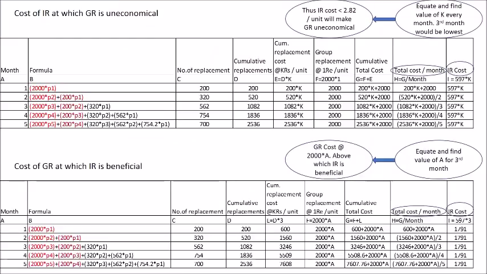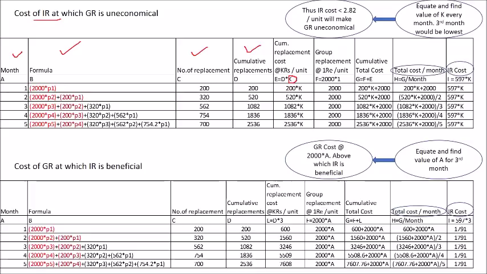So here I am going to find the cost of individual replacement. The same month I have taken, same formula, number of replacements is the same, cumulative replacement is the same, and cumulative replacement multiplied by 3 rupees, instead of 3 I have assumed K.